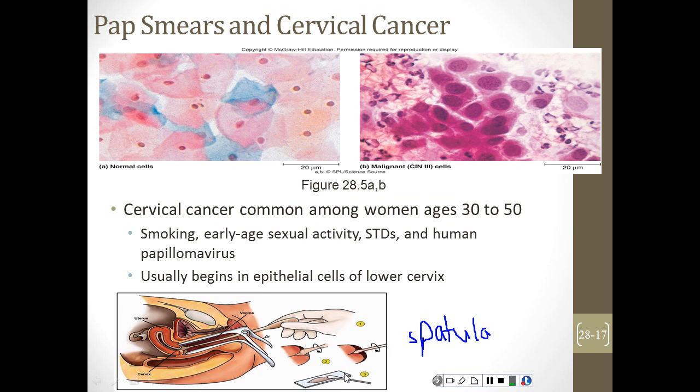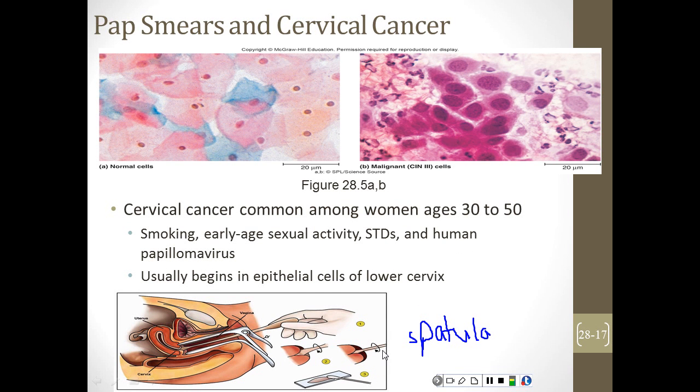They'll examine under a microscope just to see if there's any abnormal cells. If there's any cancerous cells, human papilloma, the HPV, any type of STDs that can occur or can have these abnormal cells. Okay.